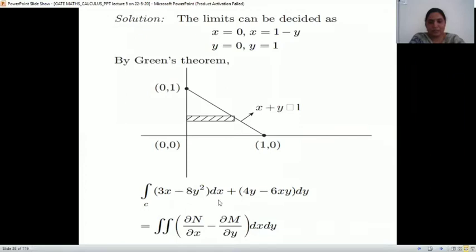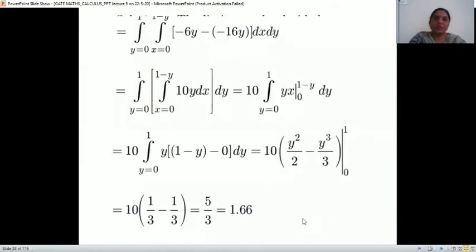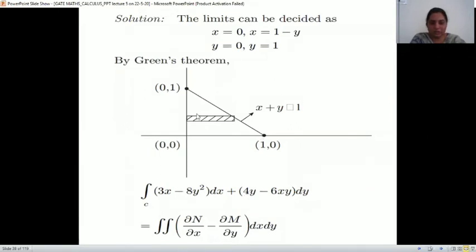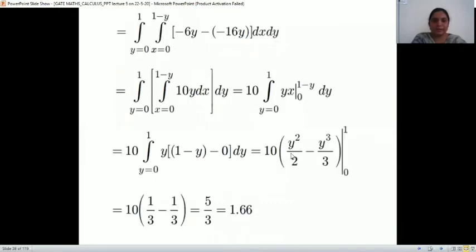But if we want to solve by Green's theorem, we know that the single integration M dx plus N dy is the double integration of dou N by dou x minus dou M by dou y dx dy. For that double integration, we need the limits of integration. So the lower end of the strip is here, which is nothing but x is equal to 0. The upper end is on this line, that is x is equal to 1 minus y. So x is 0, x is 1 minus y.